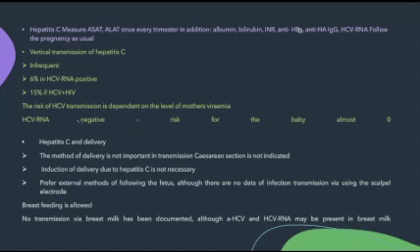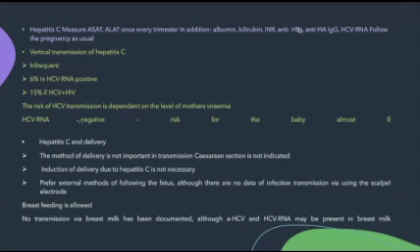And vertical transmission of hepatitis C is infrequent: 6% in hepatitis C virus RNA positive mothers, and 15% if the mother is hepatitis C plus HIV positive. The risk of hepatitis C transmission is dependent on the level of the mother's viremia. If hepatitis C RNA is negative, the risk for the baby is 0%.